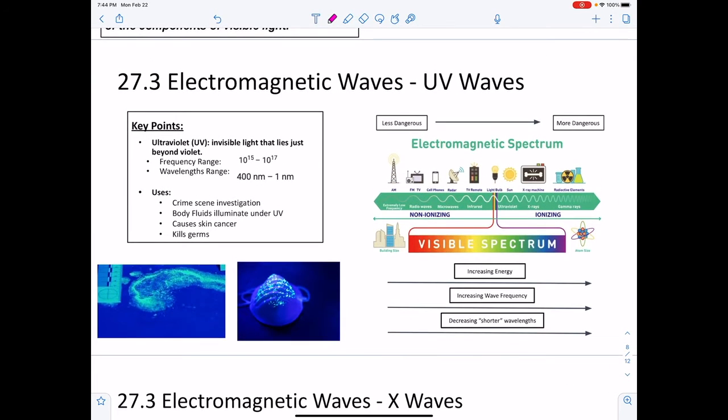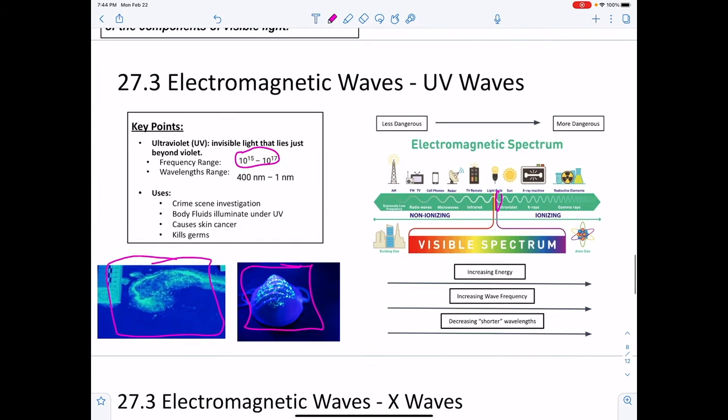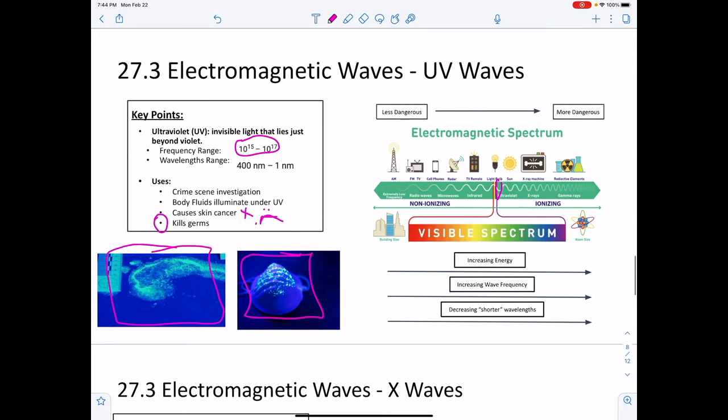All right, then we have electromagnetic waves in the form of UV rays, ultraviolet. Again, frequency has gone up more between violet and ultraviolet. We use these to look at crime scenes, as bodily fluids illuminate under UV. We can use it to kill germs. It can cause skin cancer, not very nice. But again, our trends are increased energy, increasing wave frequency, decreasing wavelength.